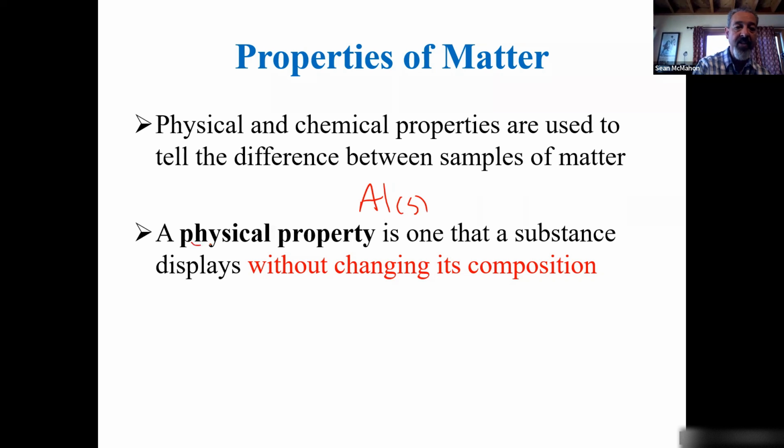That's because a physical property of aluminum is that it's malleable. I can bend its shape. Metals are malleable, right? I can hammer them and make them swords, right? They're ductile. I can draw them out and make wires, like copper wires.